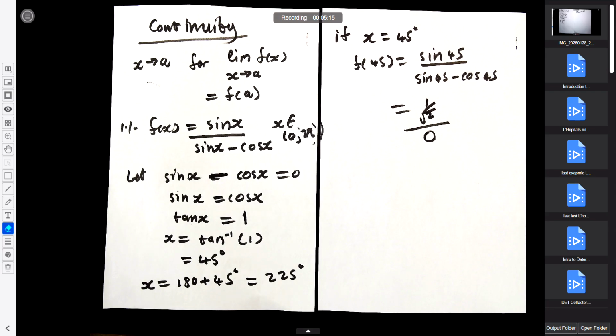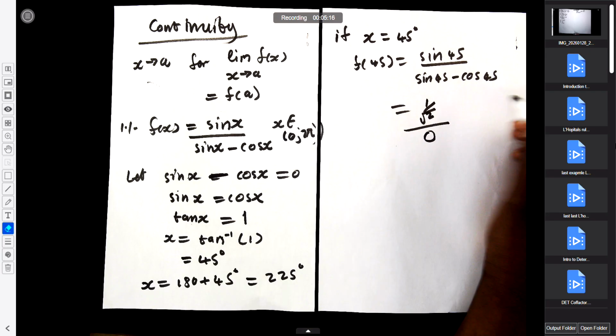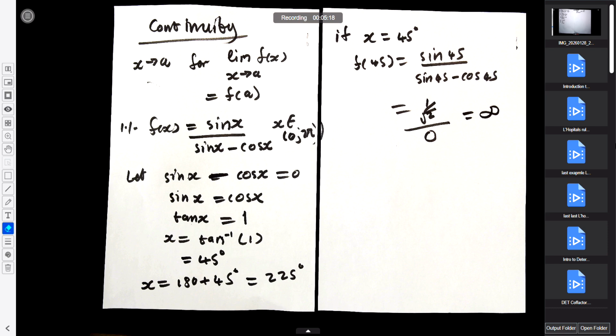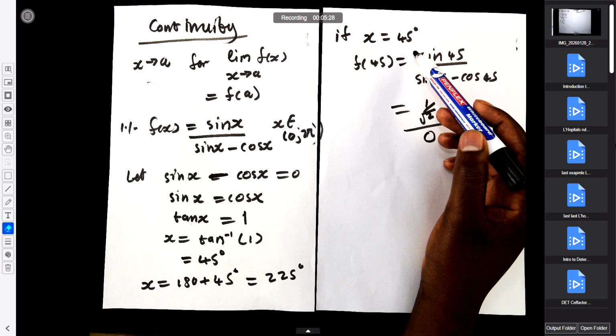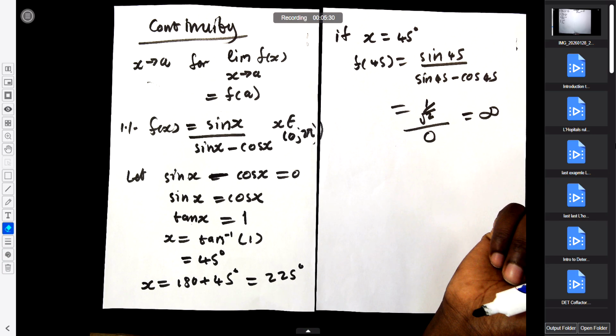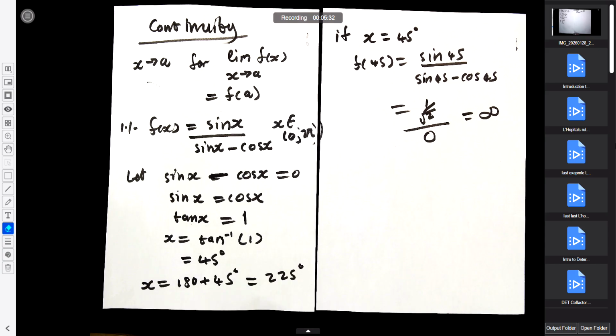Which means it will say what? Undefined, isn't it? It will say error, undefined, infinity. Which means the function is discontinuous. So when you're done proving that the function is discontinuous at x equals 45 degrees, you can convert it to radians, and we'll know the value.